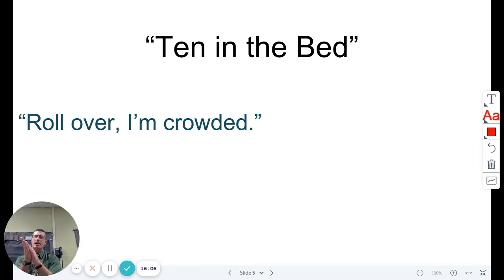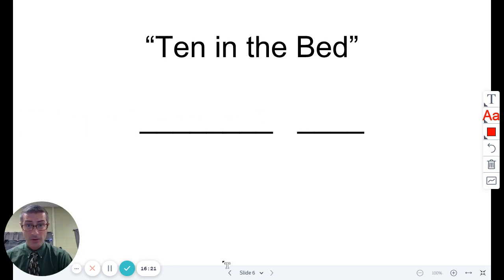So when we do just those words, ten in the bed, everybody say ten in the bed. Ready, go. Ten in the bed. Now, when you do just those words, it only takes two beats. One, two. It only takes two beats to do ten in the bed. So those two beats are represented right here. Ten in the bed. One, two. Those two beats are right there.